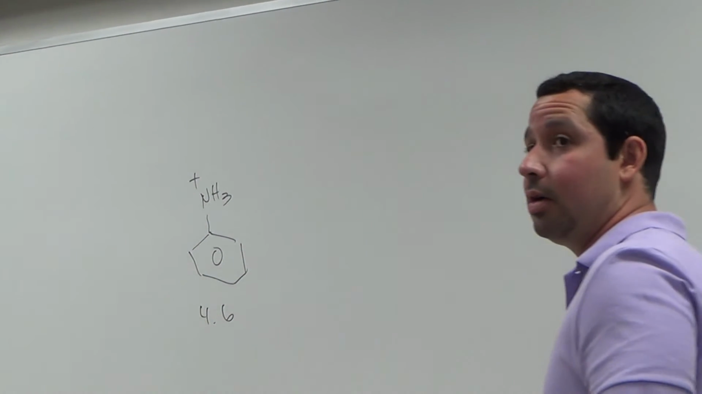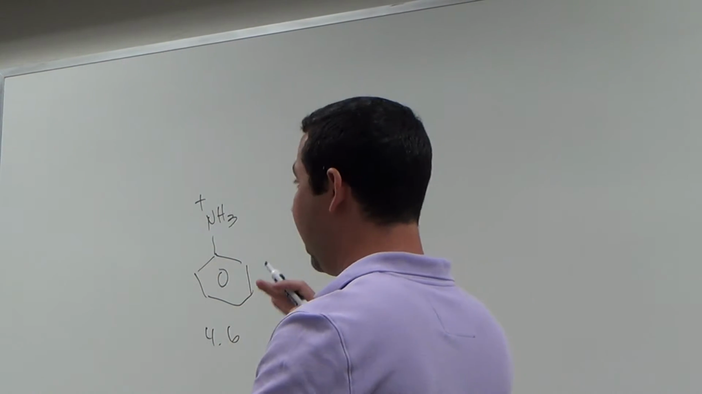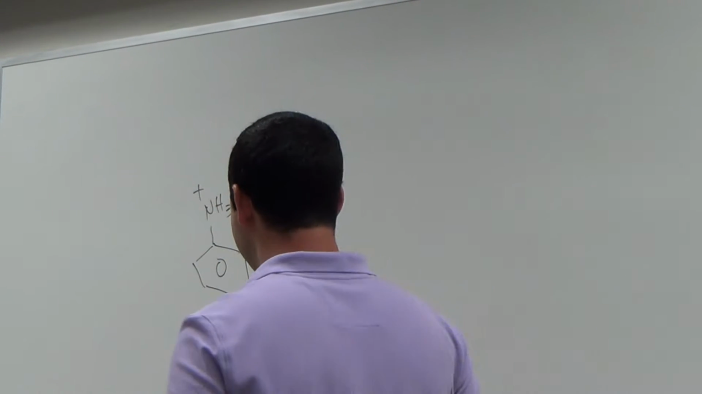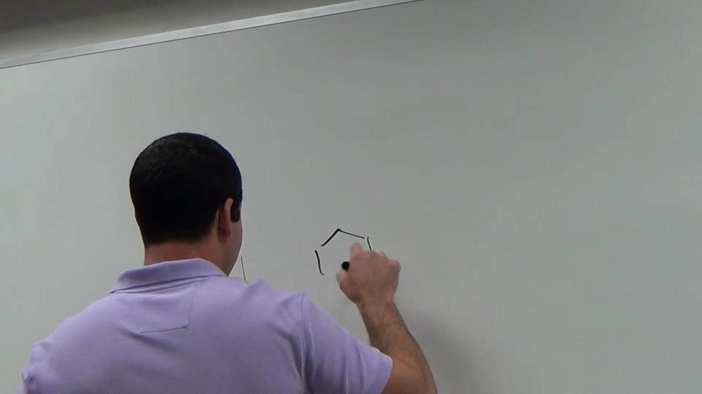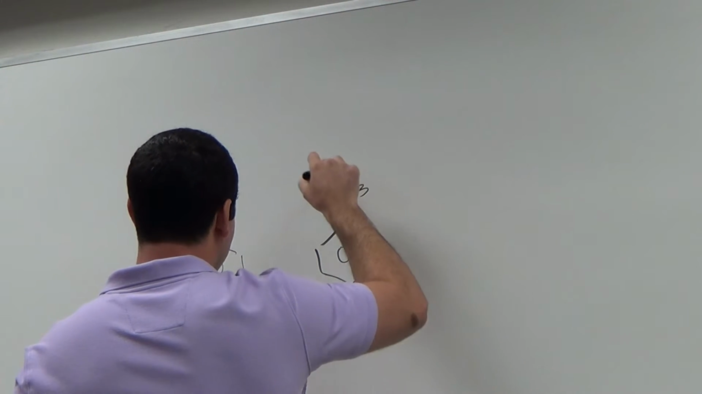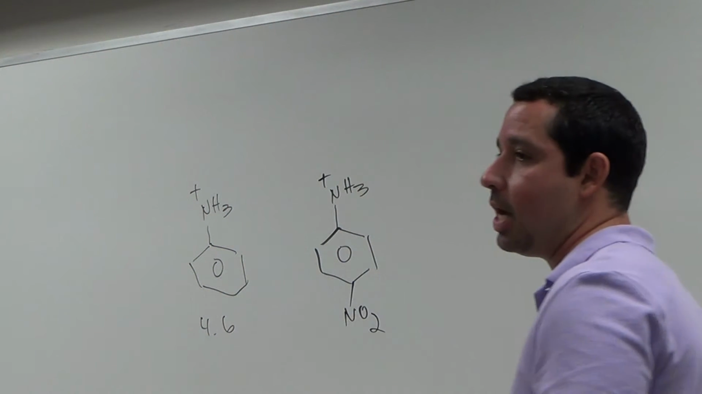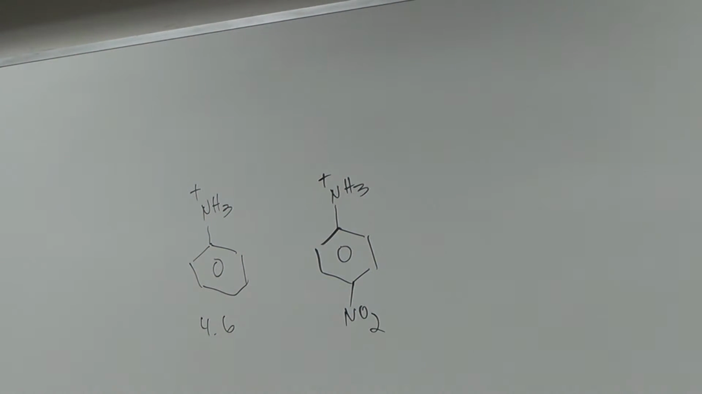Do you have to know this pKa? I don't care that you memorize this. I'm already asking you to memorize a ton of stuff. What I care is that you know that if I put an electron withdrawing group on the ring, in the para position, what is that going to do to the pKa? It's going to lower the pKa, just like it did for what?